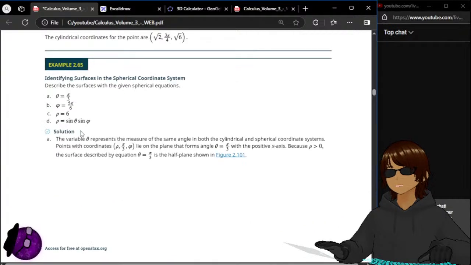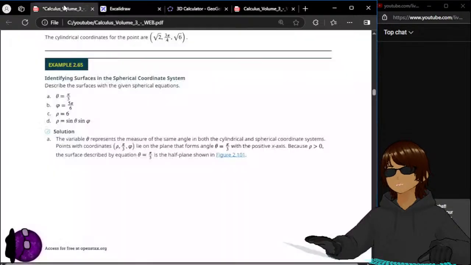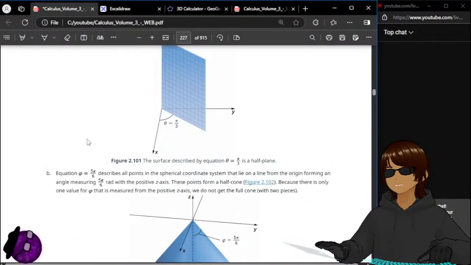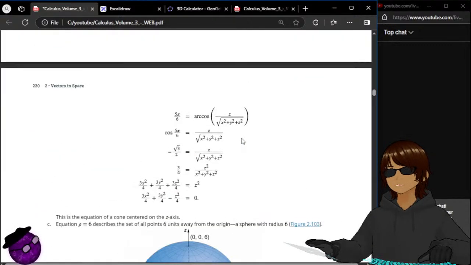Hold on, what are they doing here? So we have rho is equal to 6, and phi and theta are allowed to vary. So then what do we get? A sphere. What are they doing here?